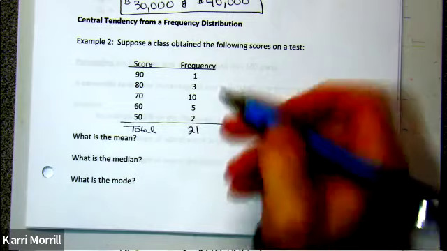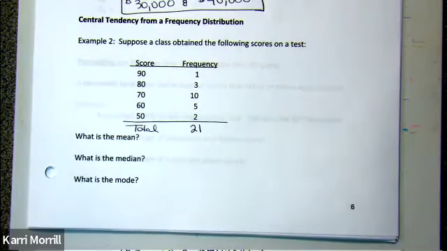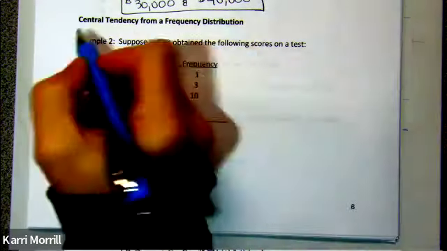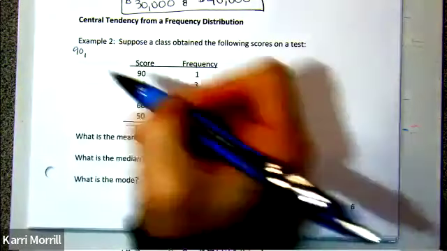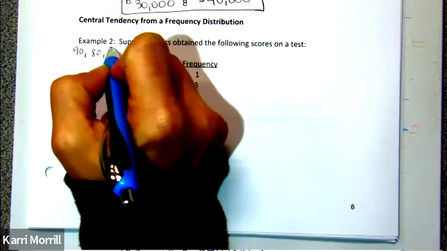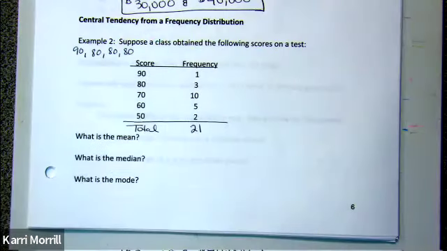So that means that there would have been 21 numbers in this list. If you wanted to write them all out, you could. That'd be like saying 90 happened once, 80 happened 3 times. If you're a visual person, you could do that. You could write 70 10 times. You could write 65 and 52.